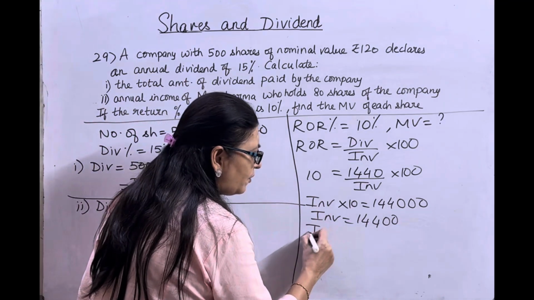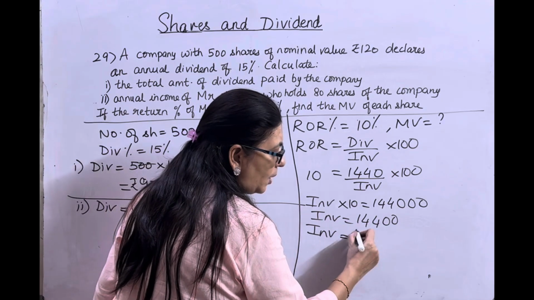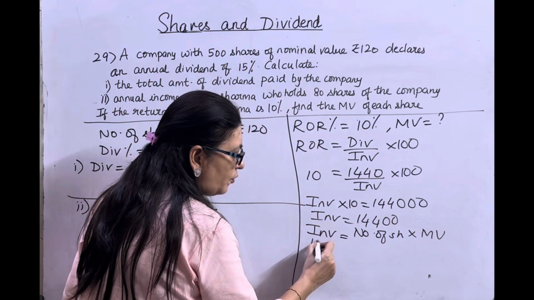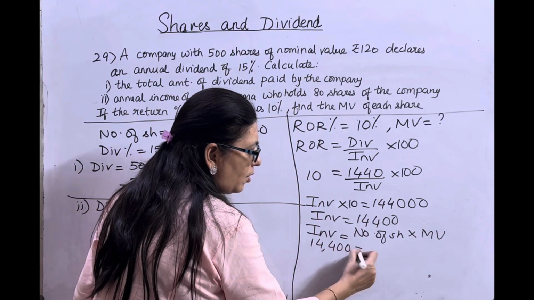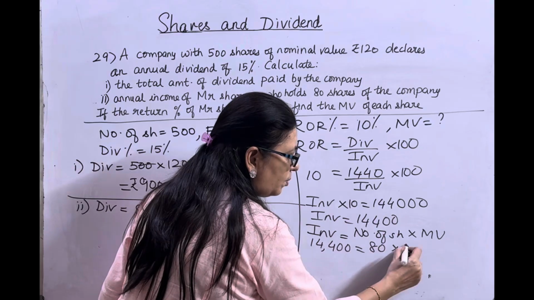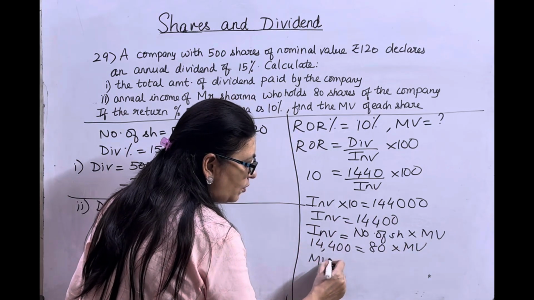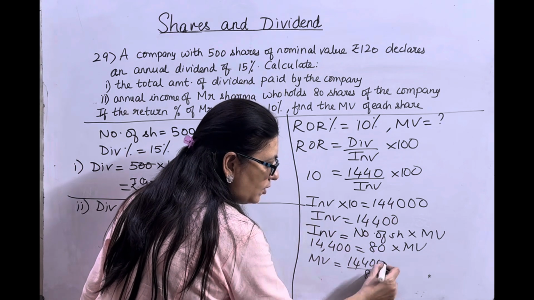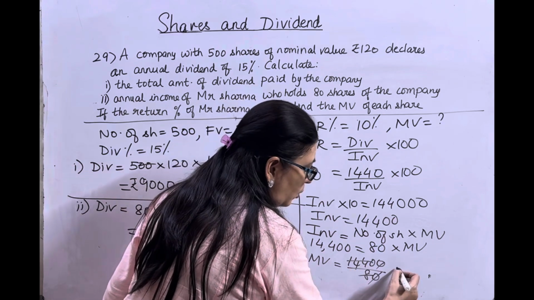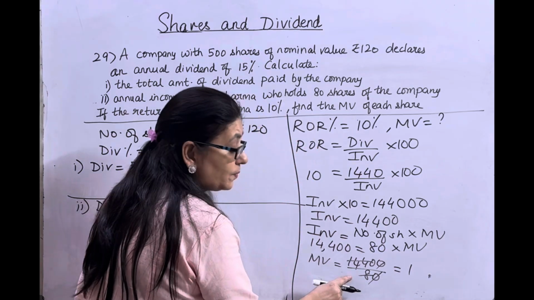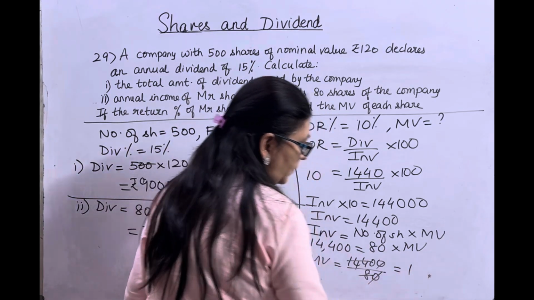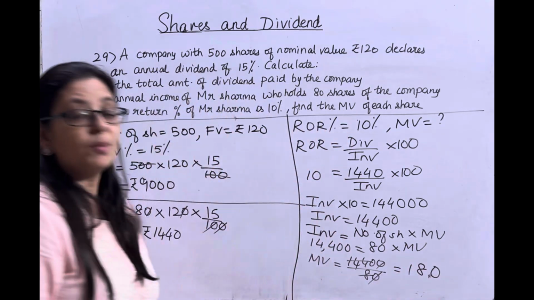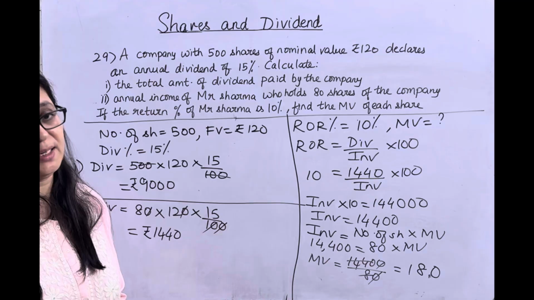Okay, now you have to find the market value of each share. What is the formula for investment? Investment is number of shares into market value. It is 14,400. Number of shares is 80 into market value. So market value would be 14,400 divided by 80. Zero cut. 8 ones are 8. So this will become 8 ones are 8, 8 sixes are 48. So the market value is rupees 180.